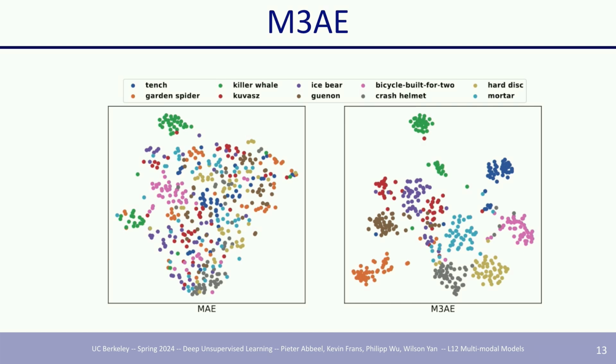And this was also a visualization of the t-SNE plots of the representations, where it's far better clustered for M3AE, which had text supervision, compared to MAE, where there are some clusters, but it's much more scattered than M3AE's.